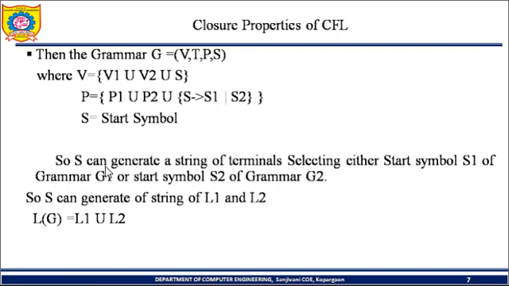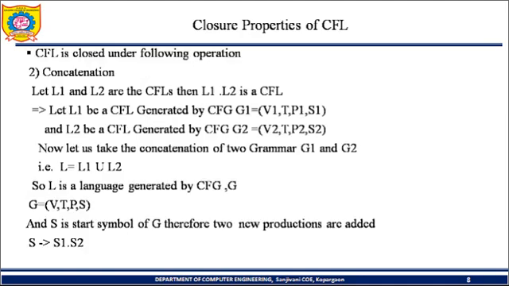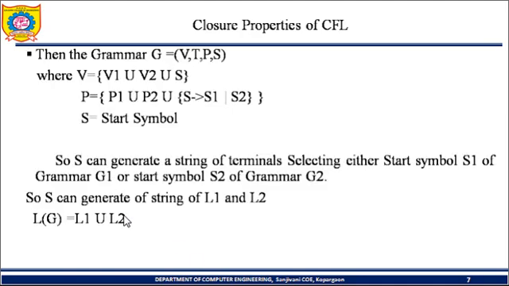So with the help of S, the starting symbol of the grammar G, we can generate a string of terminals by selecting either the start symbol S1 of the grammar G1 or the start symbol S2 of the grammar G2. So S can generate strings of L1 and L2. Therefore L(G), the language of grammar G, will be equal to L1 union L2. That's why it is closed under the union property.